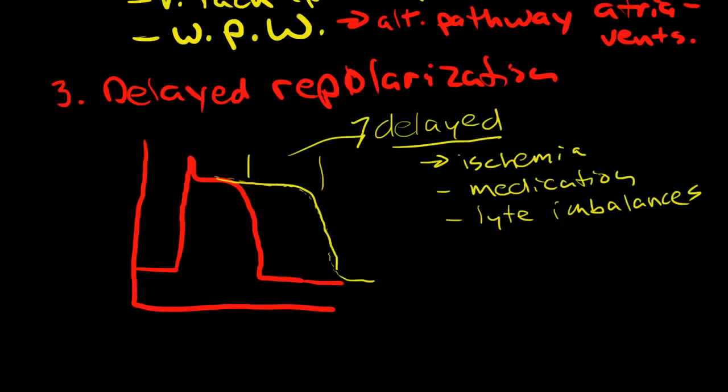So you will note this on an EKG by, alright, let's draw the little EKG here. So we've got our P wave, normal PR interval, QRS complex, and then a very long delay before repolarization. So this is what's called a prolonged QT interval.